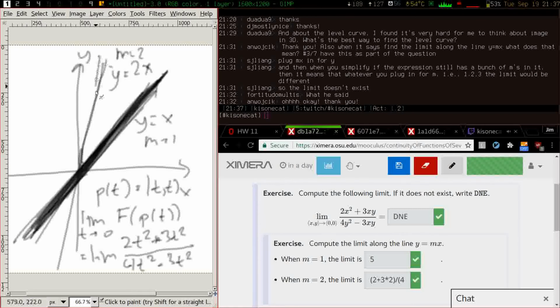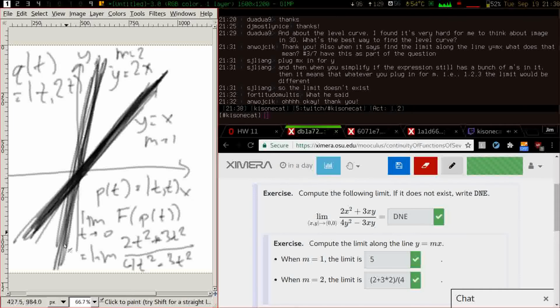Now something horribly different happens along this line where y equals 2x. If you wanted, I could parameterize this curve here. Maybe I could parameterize it by q. Q of t equals, and then I could use t again for x, and then 2t for y. And that'll parameterize this line. It also passes through 0, 0. But the function's behavior along this line is very different from the function's behavior along this line.